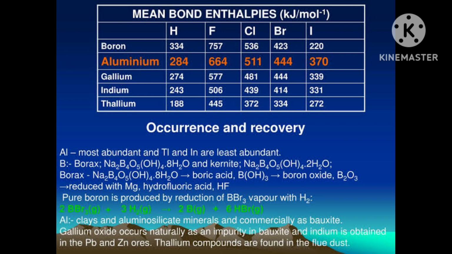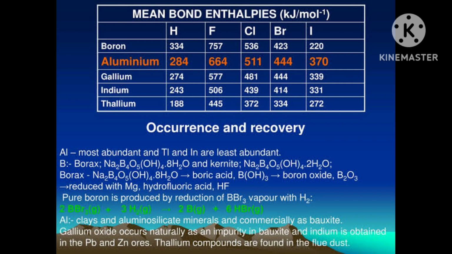Consequently, the atomic radius of gallium, 135 picometer, is less than that of aluminum, whose radius is 143 picometer.